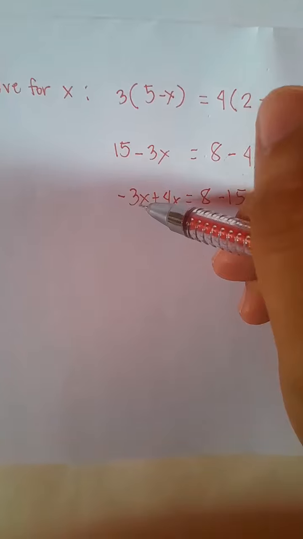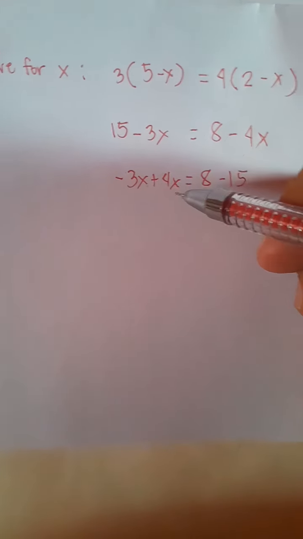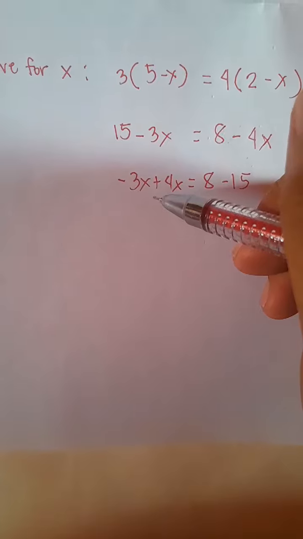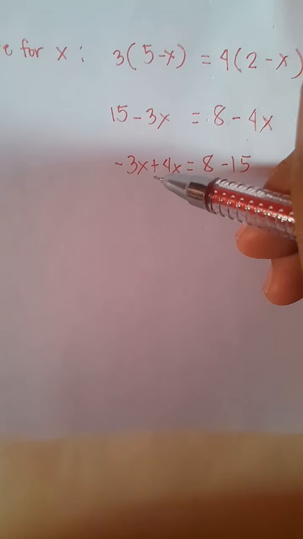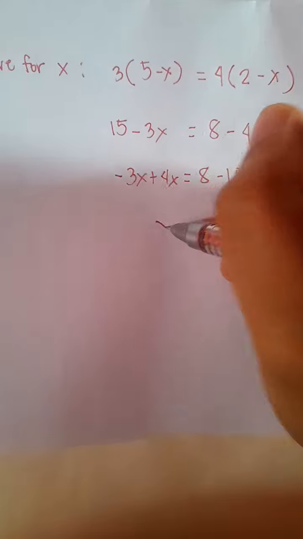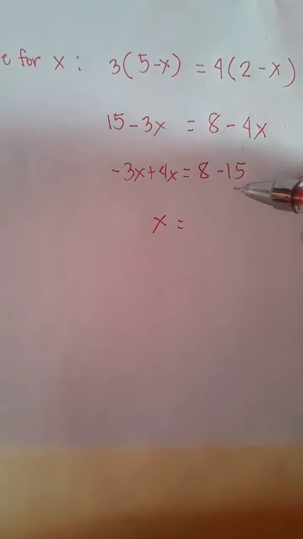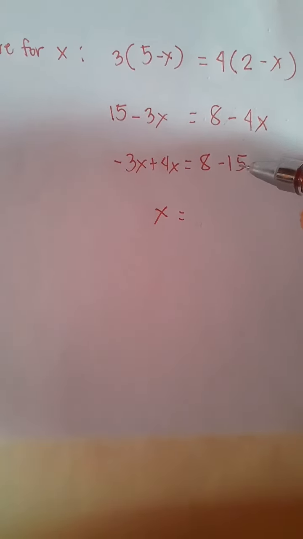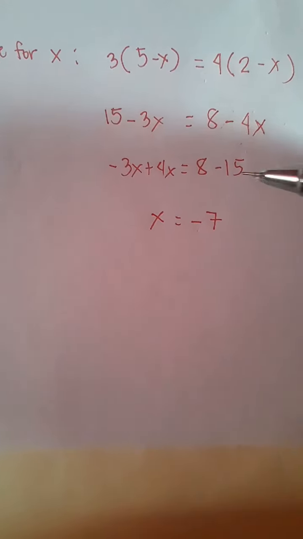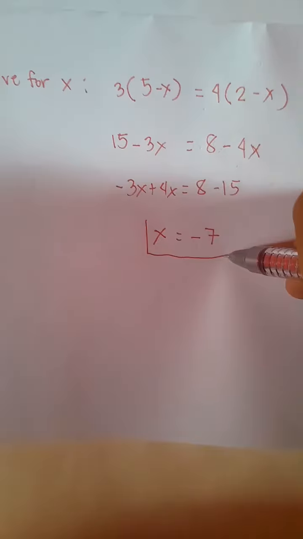Karon, we have negative 3x plus 4x. So since dili man sila parehas og sign, mag-subtract ta or mag-minus. So, negative 3x plus 4x, we will have 1 or just x is equal to 8 minus 15. 8 minus 15, we have negative 7. So, our x now is x is equal to negative 7.